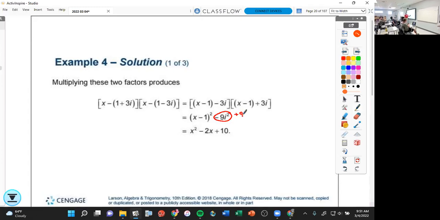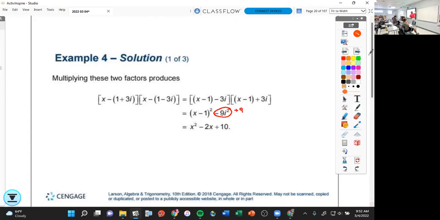Now, if we multiplied x minus 1 squared, we would get x squared minus 2x plus 1. Plus 9 gives us plus 10. So this is what we get when we multiply these two together. Moving on.